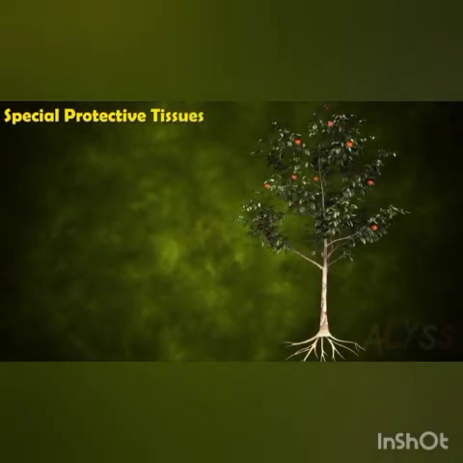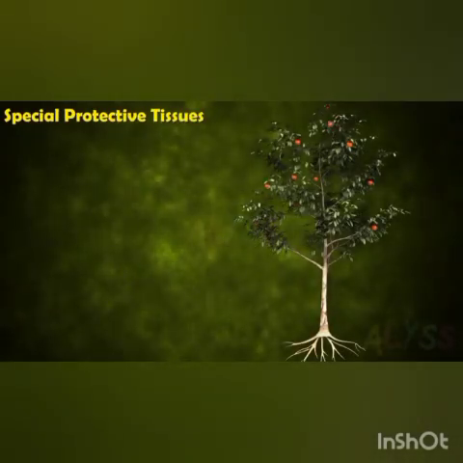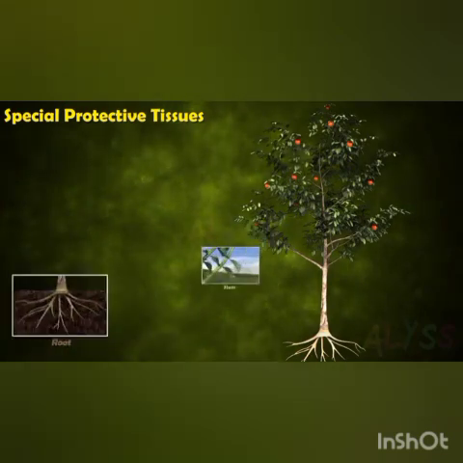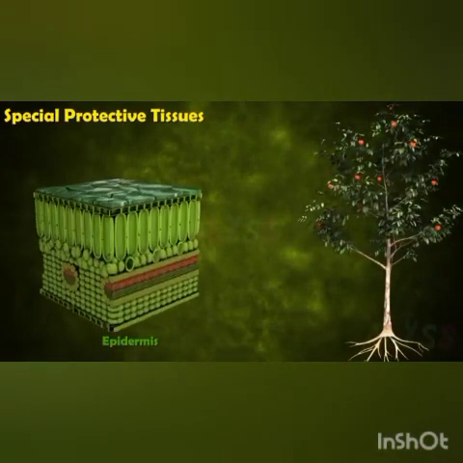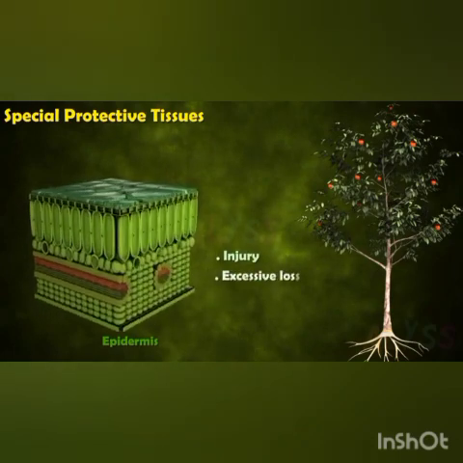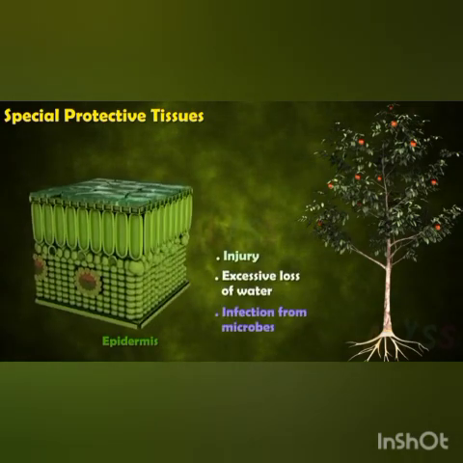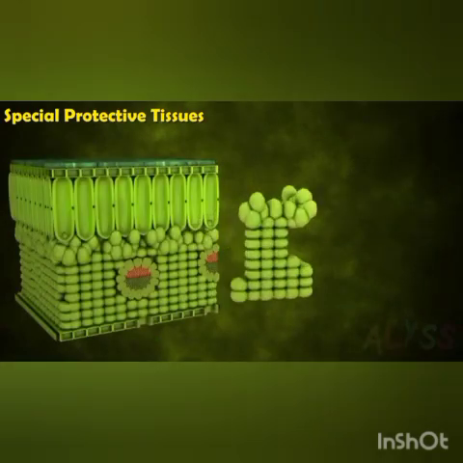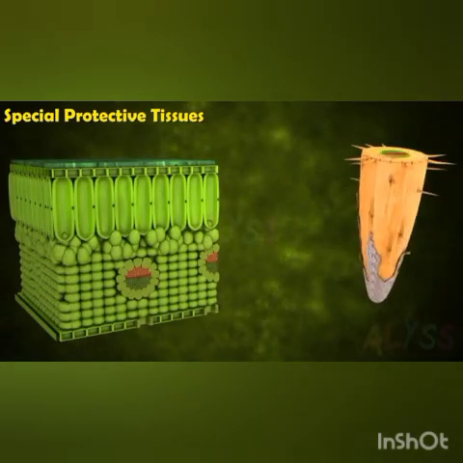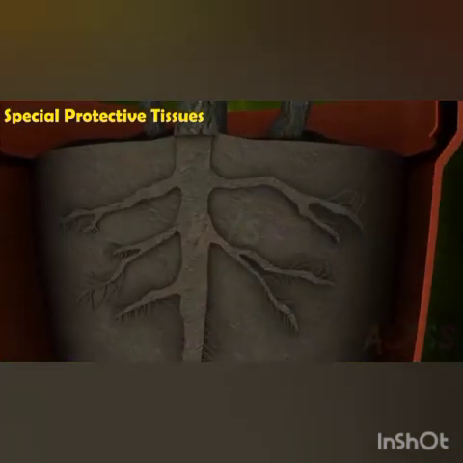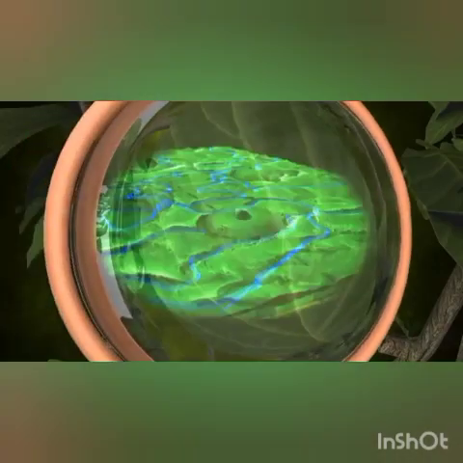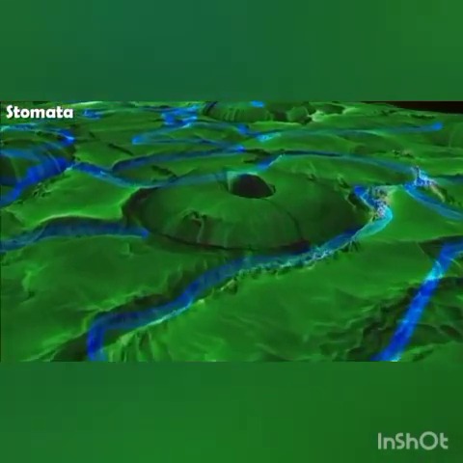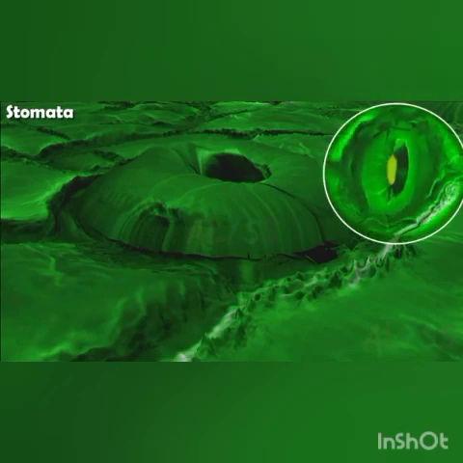There are special protective tissues also present in plants. That is, the outer covering of the roots, stem, and leaves, called the epidermis. Epidermis protects the inner parts from injury, excessive loss of water, and infection from microbes. Some epidermis cells get modified to root hair in the roots to absorb water and minerals. Root hair are so tiny that they are able to reach between the soil particles. On the other hand, in leaves, the lower epidermis has openings called stomata for exchange of gases and transpiration.